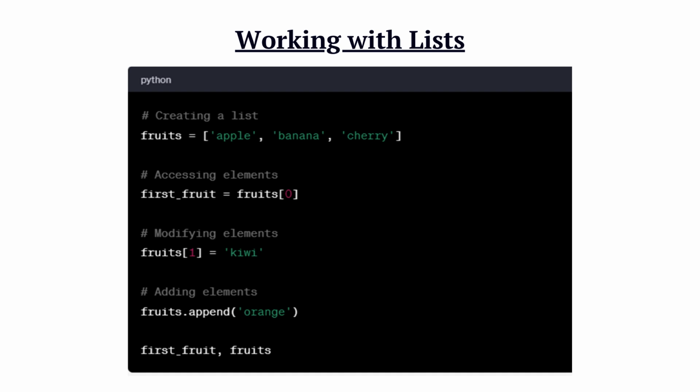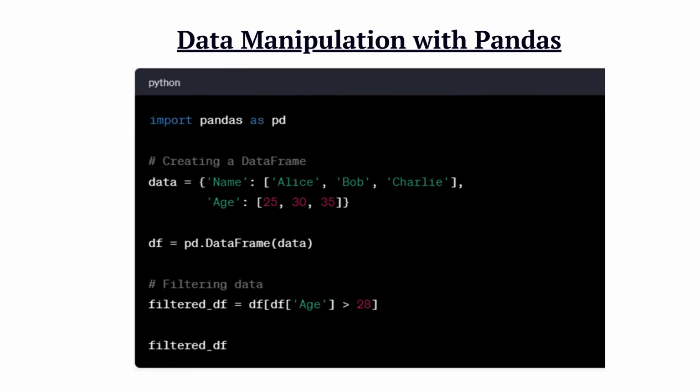Now, let's move on to working with lists. In Snowpark Python worksheets, you can create and manipulate lists. Here, we're creating a list and adding elements. You have the full power of Python at your disposal to work with lists, including functions like append, remove, and more. Finally, we have data manipulation with pandas.